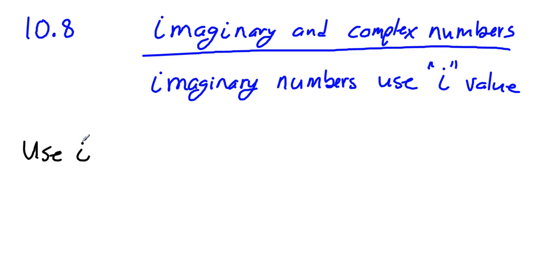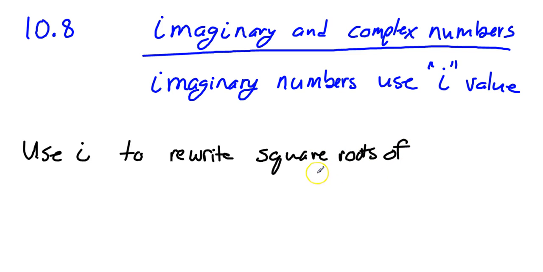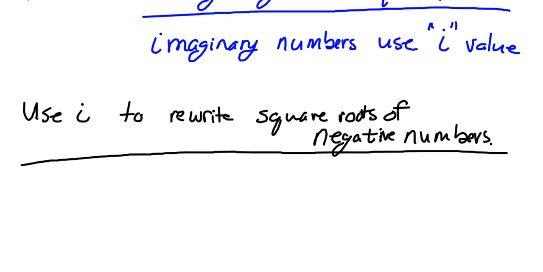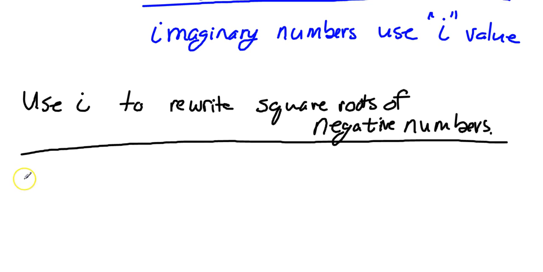So the problem will say something like this: use i to rewrite square roots of negative numbers. And that's really what imaginary numbers do, is that we talk about it using the i variable. Basically what that does is tell you that the number you started off with under the square root was negative.